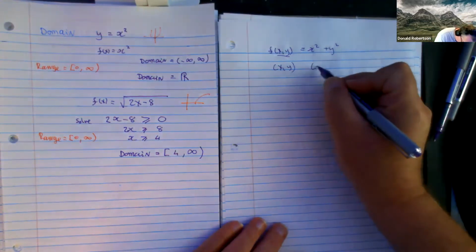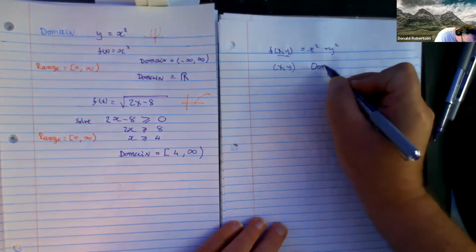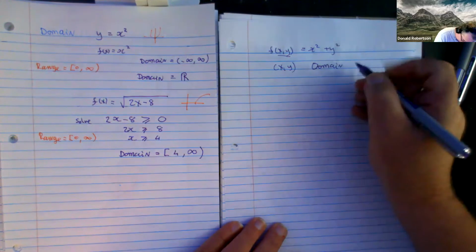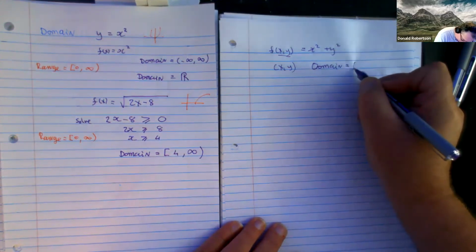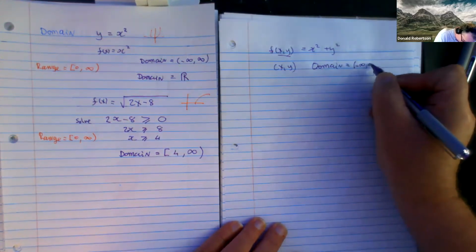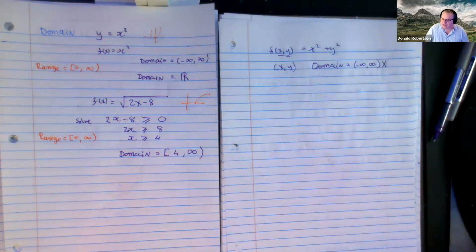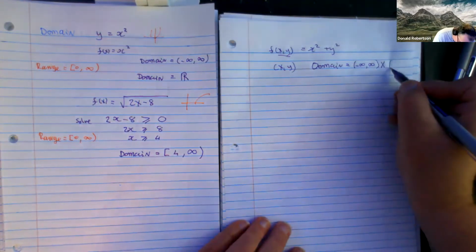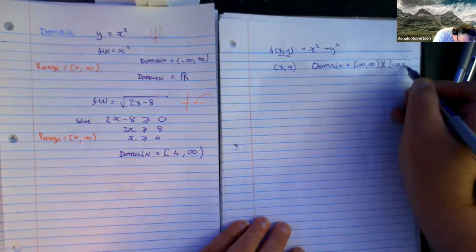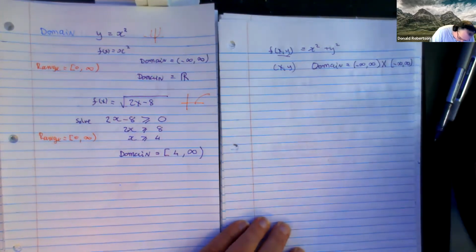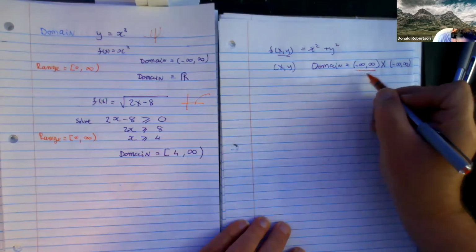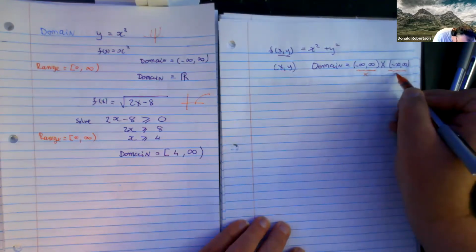So how do you write down two variables that could take any number? Well, you could write the domain something like this. All the numbers from negative infinity to infinity, and then you put a cross. It looks like a cross product, but it's not. Then you do all the numbers from negative infinity to infinity. And the convention is that this represents the x's and this represents the y's.